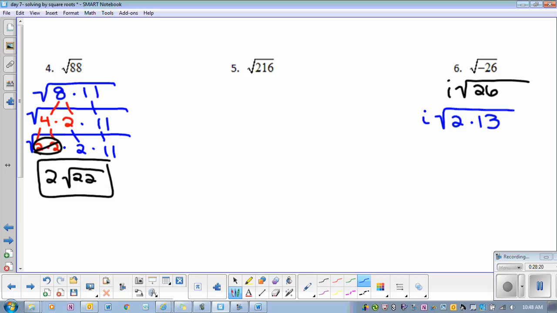Yeah, so then you know what? Nothing comes out of the i root 26 except i. And then it just stays i root 26. Okay? Sometimes you don't have a group of 2 with the same number that can come out. So you just leave it.